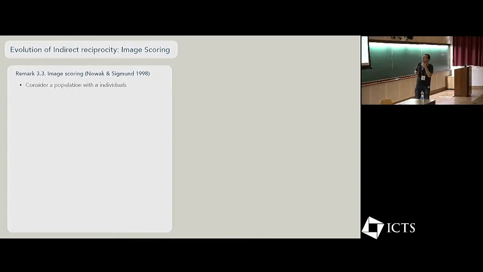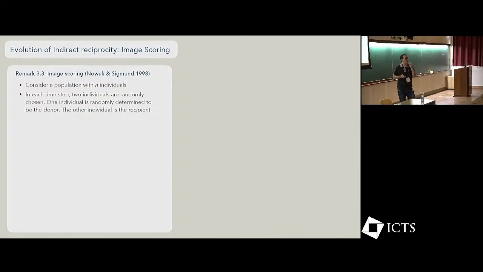They look at a population, again with some arbitrary size of individuals. And again it's some stochastic process. In each time step, you select two individuals. One is randomly determined to be the donor, and one is randomly determined to be the recipient. Then the donor can decide whether or not to cooperate with the recipient. As usual, cooperation here means to pay a cost C for the other one to get a benefit B. The rule is also that all other individuals in the population are not involved in the interaction, but they observe what happens.